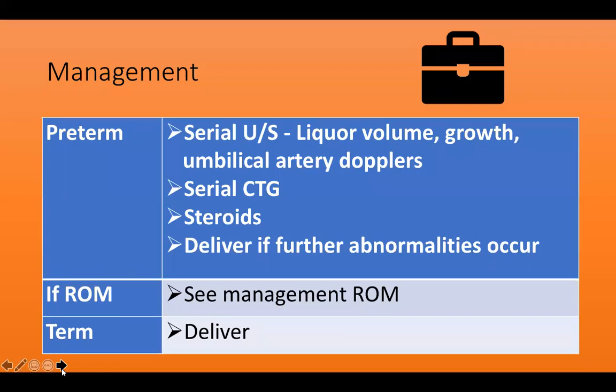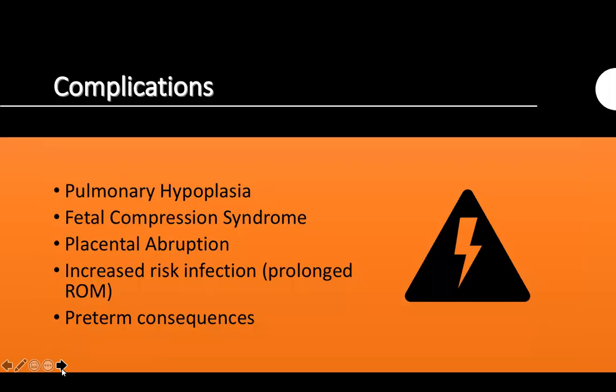The management depends whether it's preterm or term. If it's preterm, we could do serial ultrasounds to monitor the liquor volume, growth of the baby, and umbilical artery Dopplers. We'd also check serial CTGs. We'd consider steroids as well for fetal lung maturity, and we'd deliver if further abnormalities occur. If there's preterm rupture of membranes, I'm doing a tutorial on that so you can see that section. If baby is term, we deliver it.